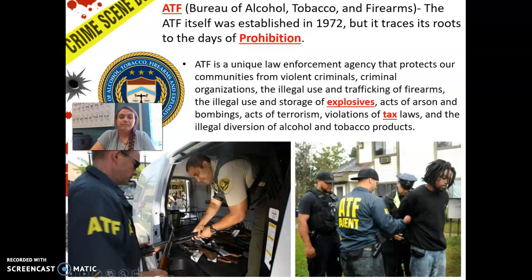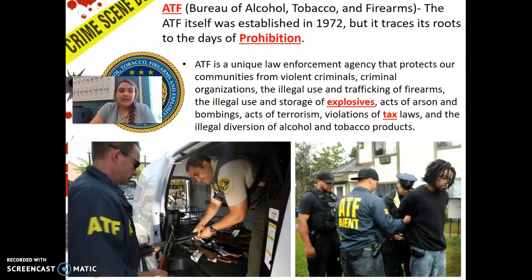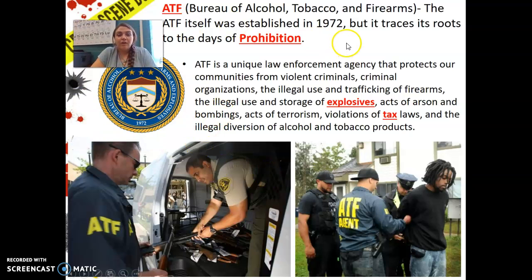Then there's the ATF. The Bureau of Alcohol, Tobacco, and Firearms, that's what the ATF stands for. They would handle any cases that have to deal with alcohol, tobacco, or firearms that are bigger cases. Again, the smaller ones are always going to be regular cops.